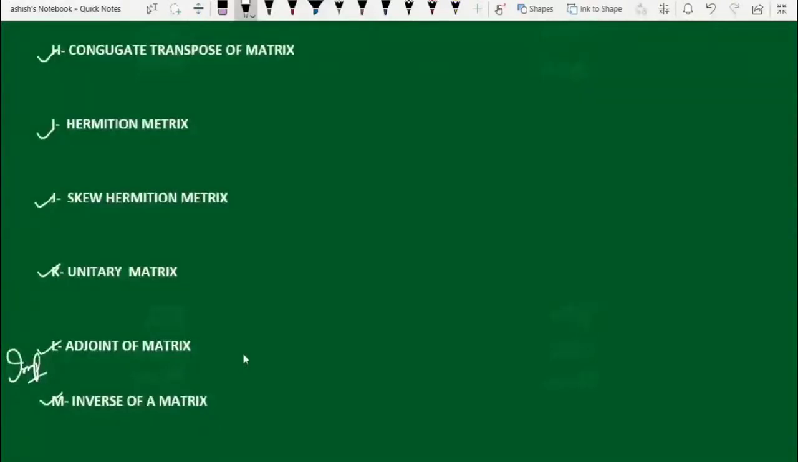आगे देखते हैं अब. Next, conjugate transpose of a matrix. This is defined by A dash of a matrix with bar. For a matrix A, we have to first find the transpose of that matrix and then the conjugate. Okay. हर संयुग्मी परिवर्त अवयव, हर्मिशन मैट्रिक्स, इसके हिंदी भी हर्मिशन मैट्रिक्स ही होती है.